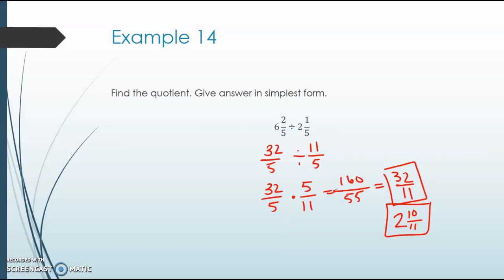So again, when multiplying and dividing mixed numbers, you have to make them into improper fractions. And then use the same rules we talked about in the multiplying and dividing fractions video. I believe, yep, that is it.